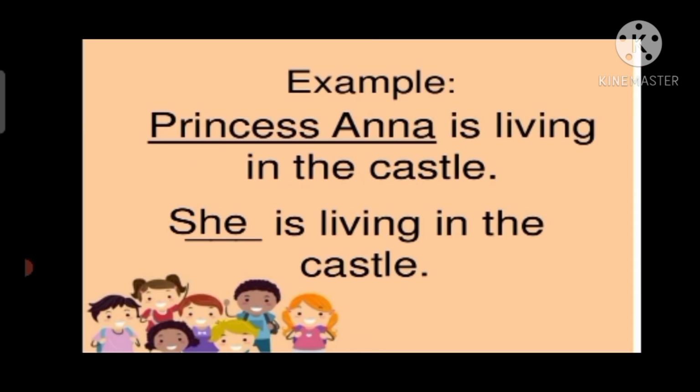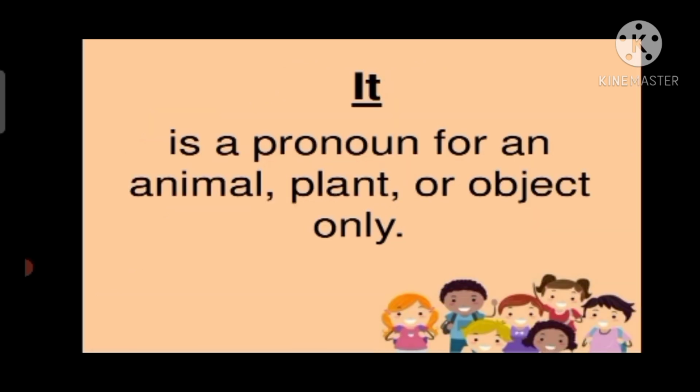Look at the example. Princess Anna is living in the castle. So Princess Anna is the name of a girl. So instead of that we can write she. She means girl or lady. Is it? So she is living in the castle. Got it?